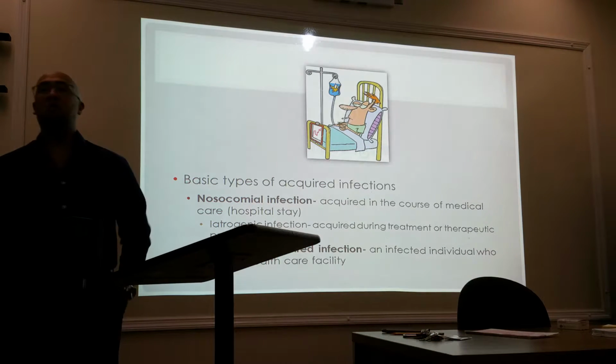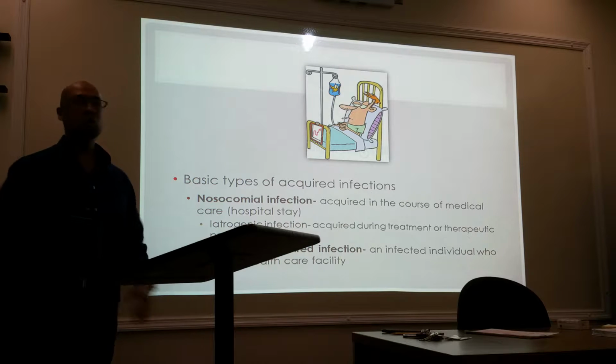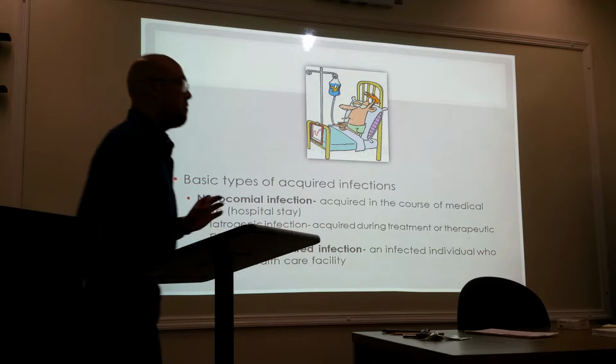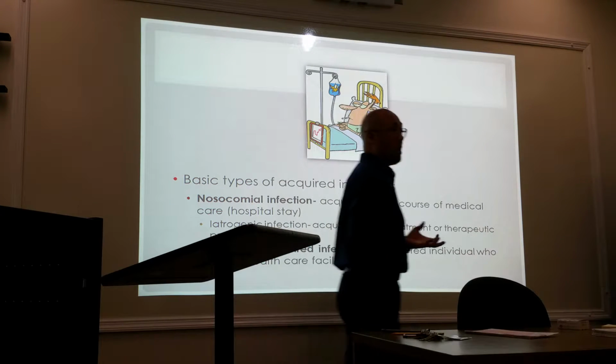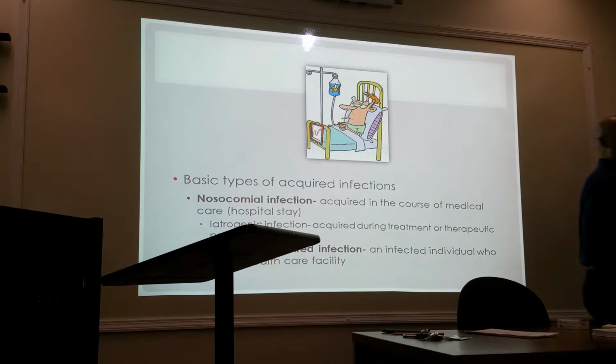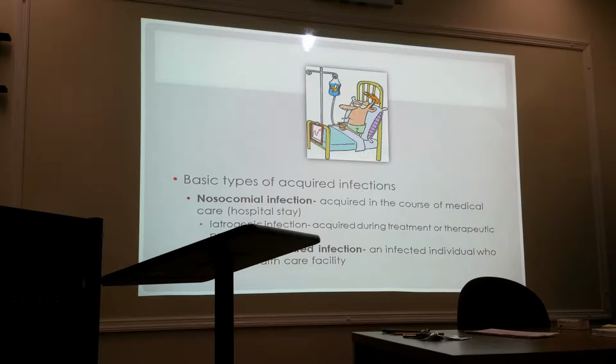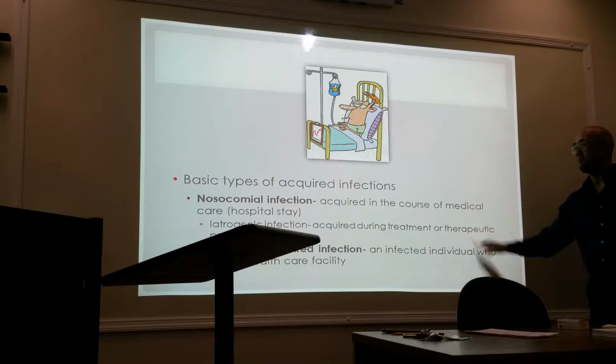So basic types of acquired infections. We already talked about nosocomial infections. These are infections that can be acquired in a medical setting or through a medical procedure. Again, we're dealing in an environment where there's going to be a lot of sick people, so we can minimize the transmission of those infections by wiping things down. Okay? But nosocomial infection is acquired in the course of medical care.